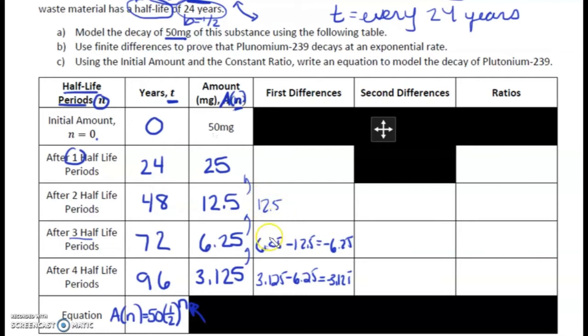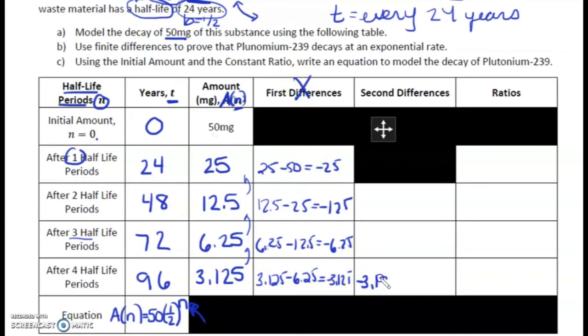12.5 minus 25 is going to be negative 12.5, and then 25 minus 50 is going to be negative 25. Okay, so obviously the first difference is not linear.